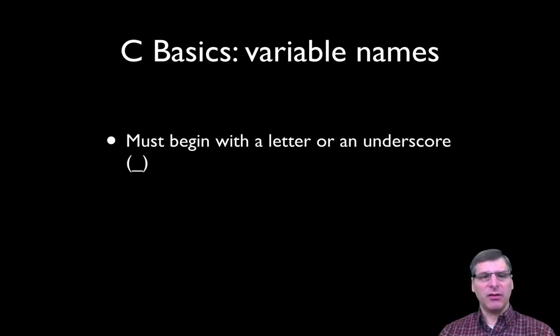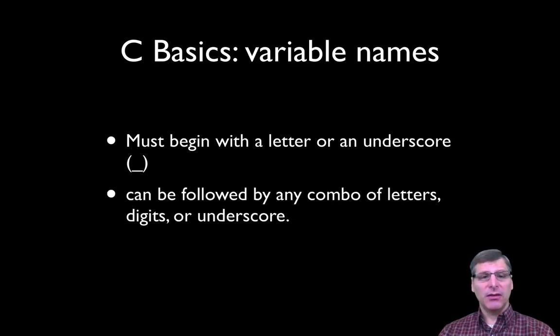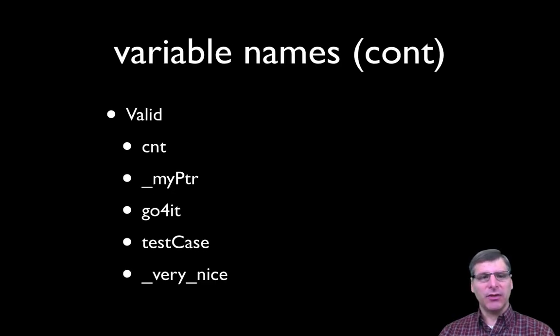How do we name our variables? Well, here's some simple rules that you can use. First of all, your variables or identifiers must begin with a letter or an underscore. That can be followed by any combination of letters, digits, or additional underscores. But of course, you cannot use a reserved word, a word that's actually defined or used in the actual syntax of the language. So here's an example of some valid variable names or identifiers.